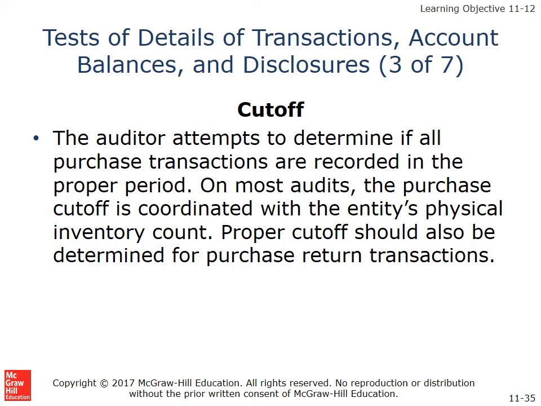In cutoff, the auditor is attempting to determine if all the purchase transactions are recorded in the proper period. On most audits, the purchase cutoff is coordinated with the entity's physical inventory count. So proper cutoff should also be determined for purchase return transactions. So we just want to make sure, did they cut off for the recording of these items properly? Let me give you some examples in your reading.